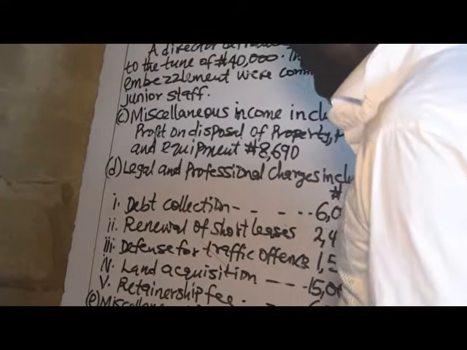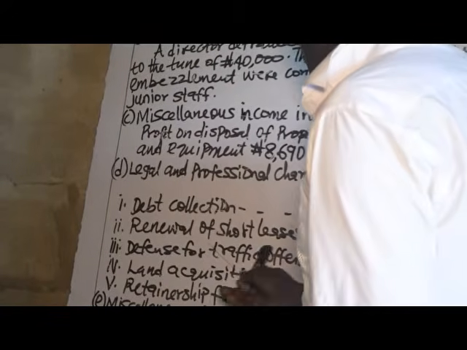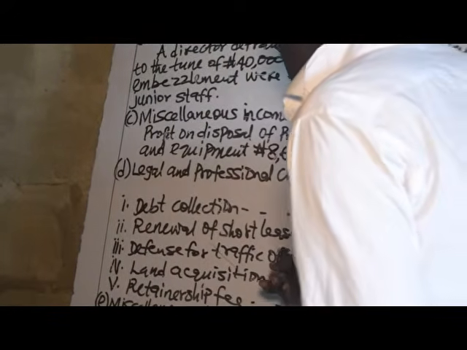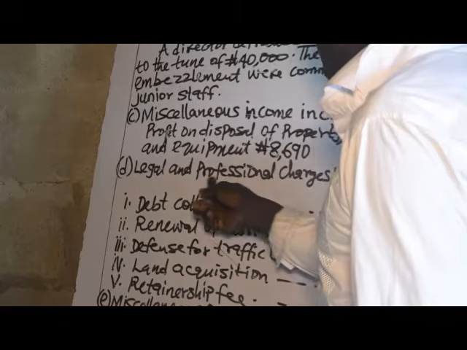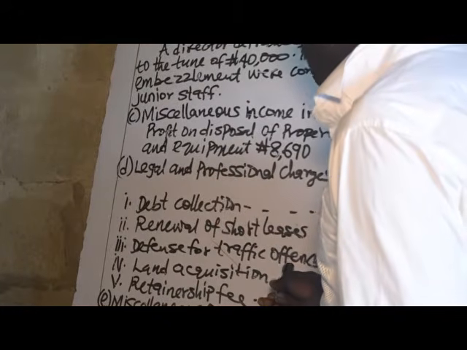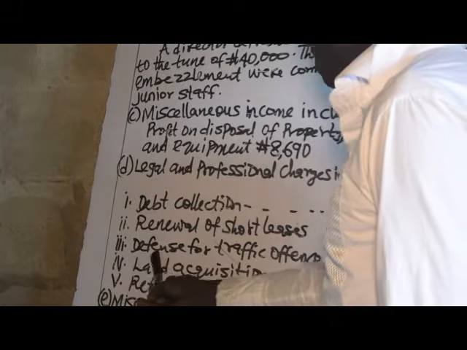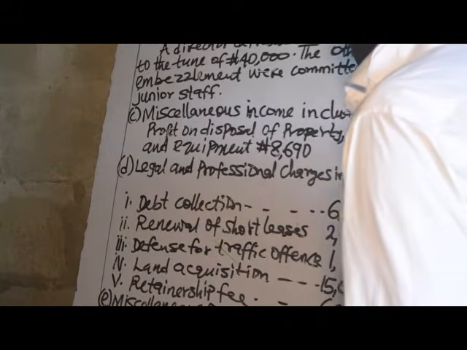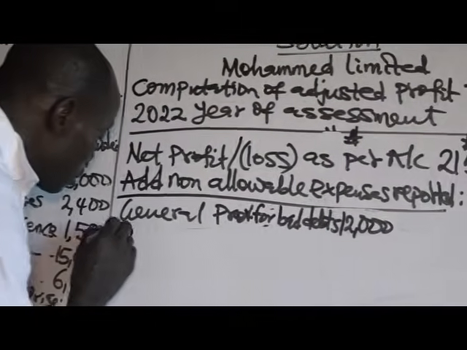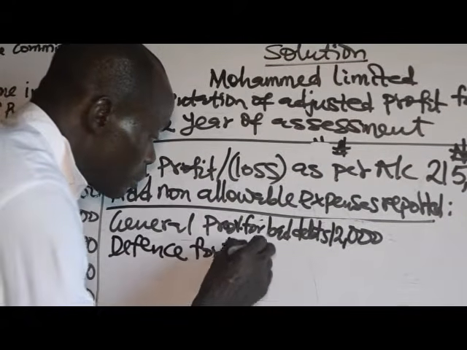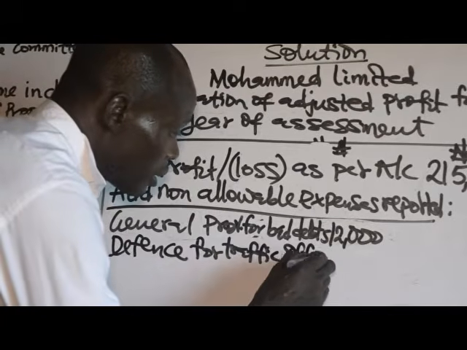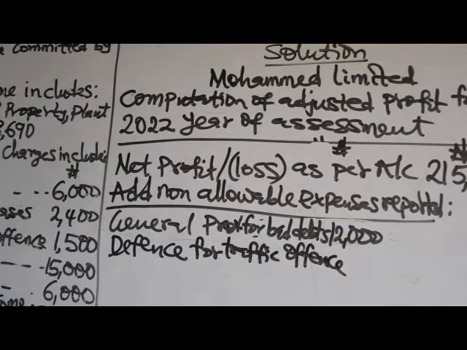That is also allowable. Defense for traffic offense. This is not allowable expenses reported in the account. Since it has been included in legal and professional expenses, which shall be charged in the statement of profit or loss, that will show that this is not allowable expenses reported in the account. So we are going to add that defense for traffic offense, and that amounted to 1,500.